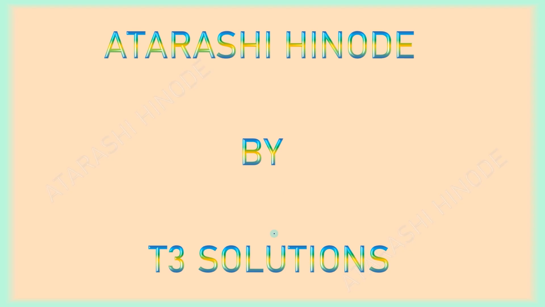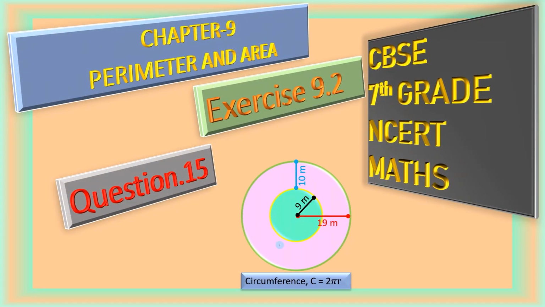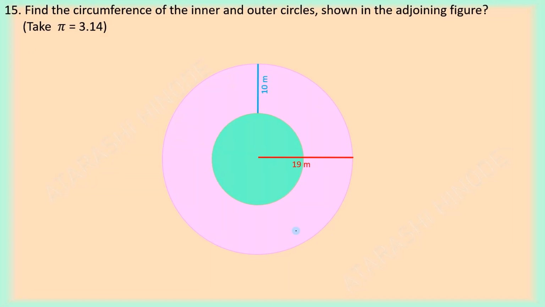Today we are going to do the 15th question of exercise 9.2, 7th grade CBSE NCERT Maths. The question is, find the circumference of the inner and outer circles shown in the adjoining figure. Here in this figure you can see the outer and inner circles. We have to find the circumference of these circles.